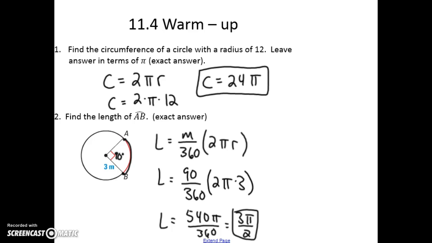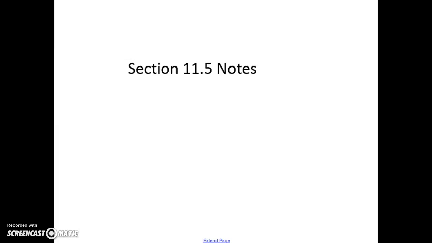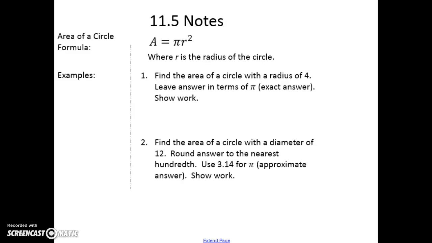Let's take a look at 11.5, which has to do with area of a circle. And make sure you have this formula down, and then also go ahead and try to answer the questions here before watching them on the video. Try to answer them on your own. So the area of a circle is A is equal to pi r squared.